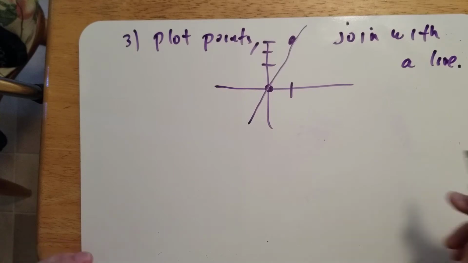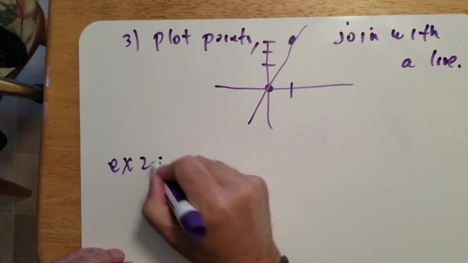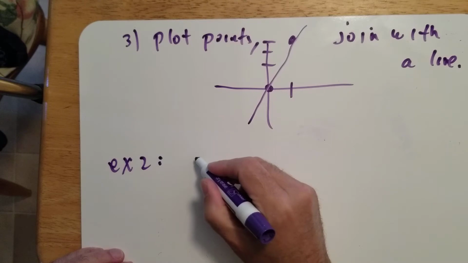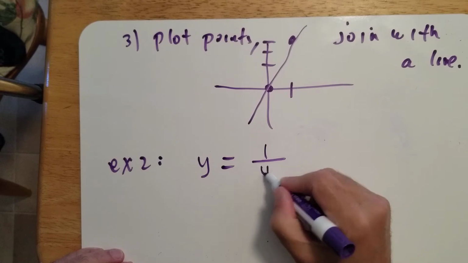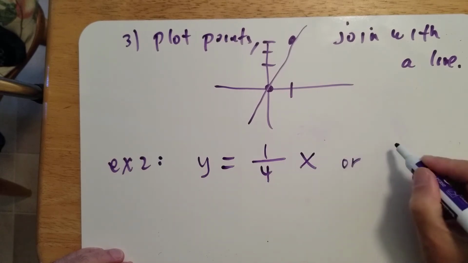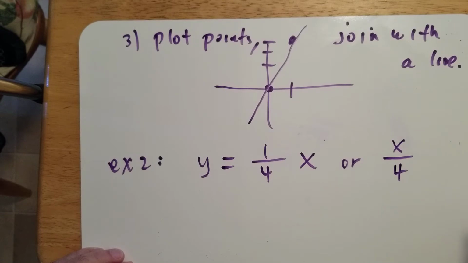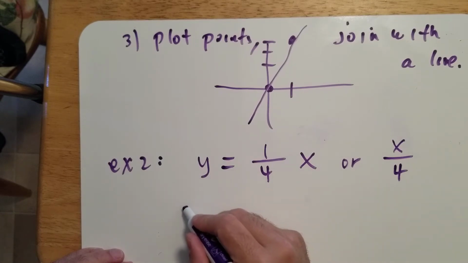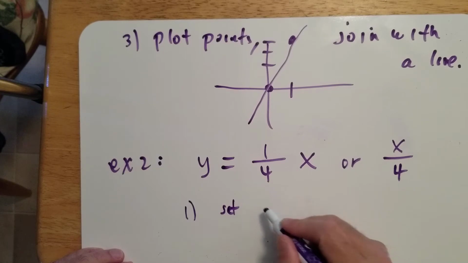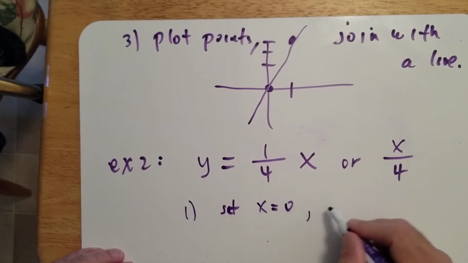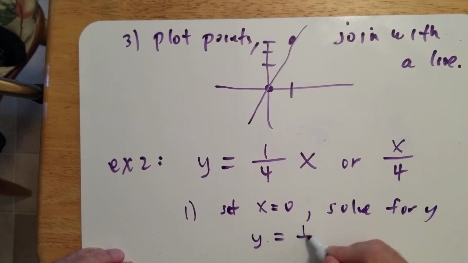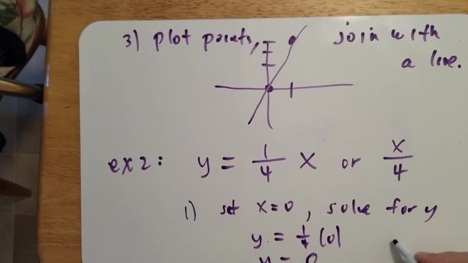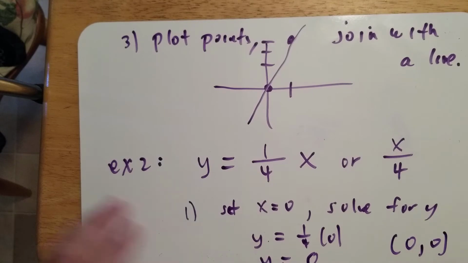Now, one more example like this. Sometimes they'll give you an example where the coefficient of x is a fraction, something like this, y equals, say, 1/4 x. Or they might write it this way, x over 4. Those are the same things. I'm still going to set x equals 0 and solve for y. So y equals 1/4 times 0, which is still 0. So that tells me that the point 0, 0, the origin is on the line.